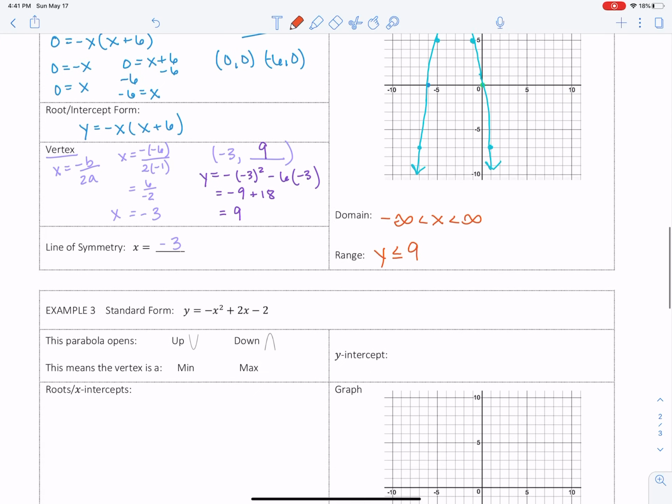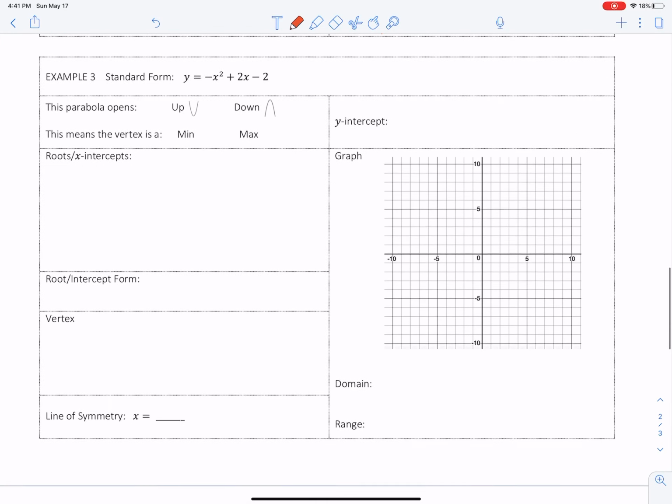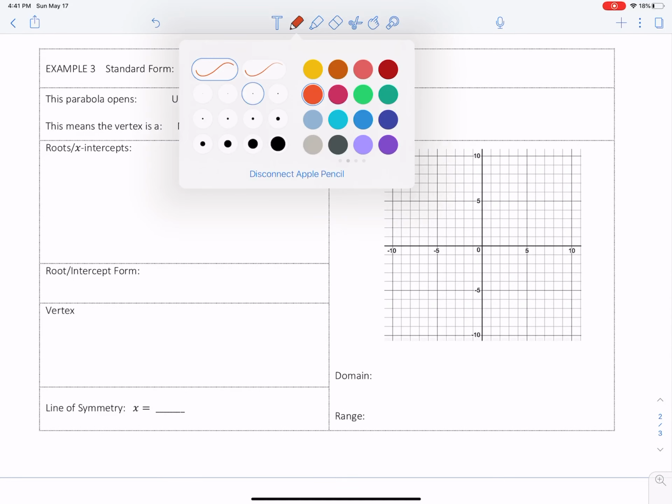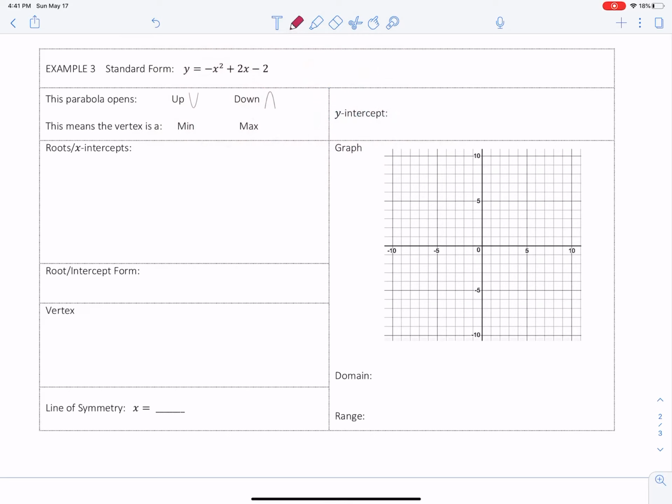Okay, let's go ahead and move on to this example 3 here. So for our example 3, some of the things we like to look at: y equals negative x squared plus 2x minus 2. That definitely is a negative out front, meaning that this needs to open down and your vertex is a maximum. Let's take a peek at that y-intercept. 0, negative 2. Once you get a point, graph it.